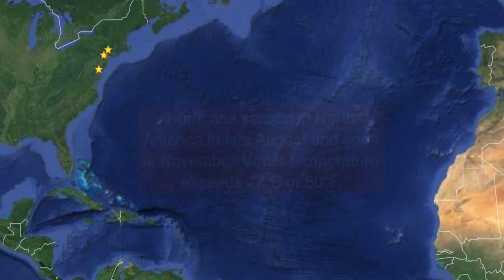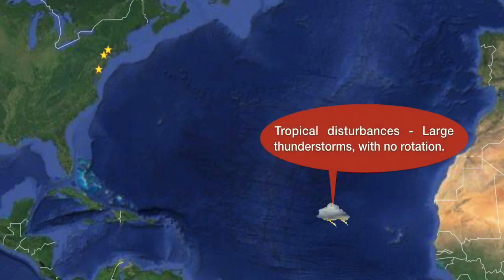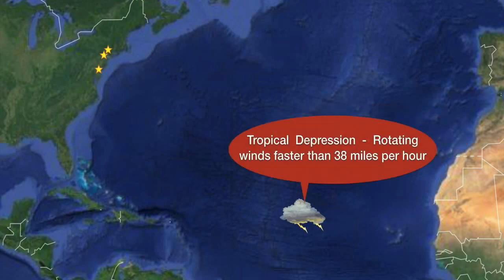All hurricanes begin as tropical disturbances. And tropical disturbances are basically thunderstorms with no rotation, just a typical thunderstorm out over the ocean. Now, if that thunderstorm grows in size and it picks up some counterclockwise rotation, it can become a tropical depression. The word depression means a low pressure center. So the winds are swirling, it's rotating, it's got all the makings of what would become a hurricane.